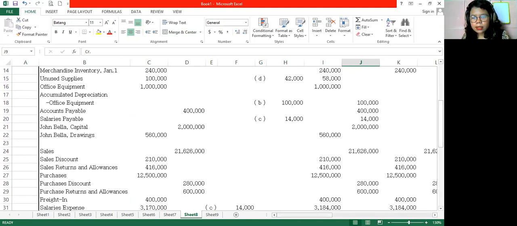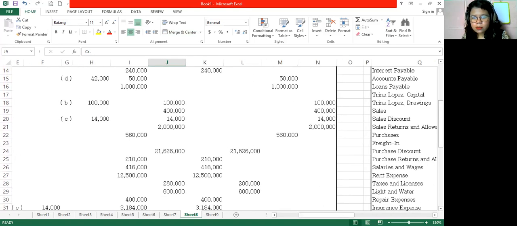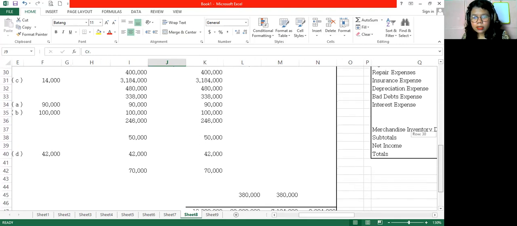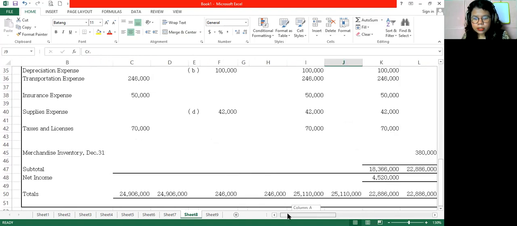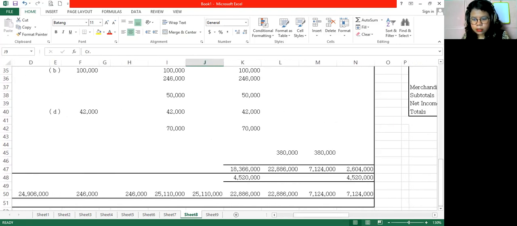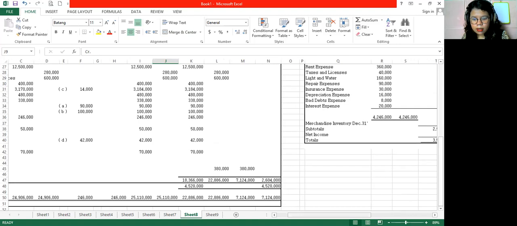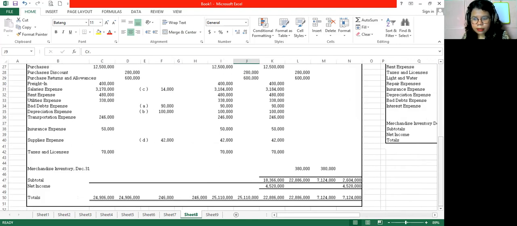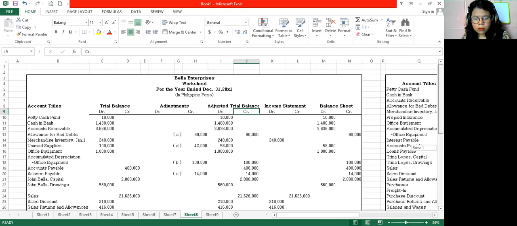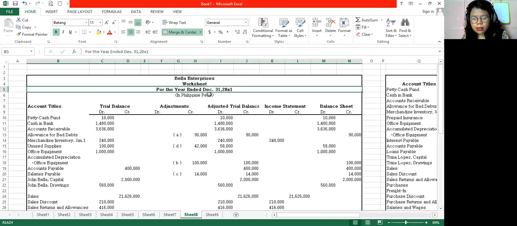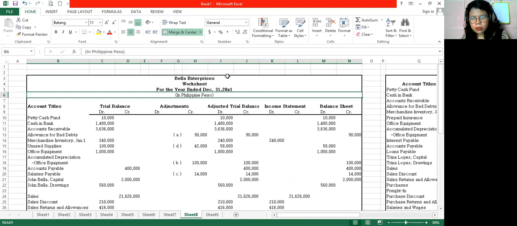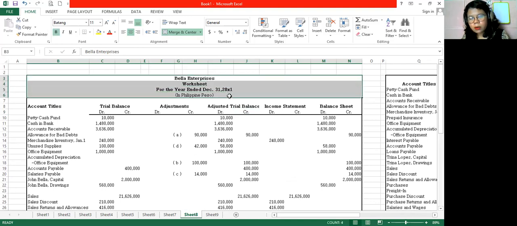So, ito po yan ha. Yan. Ito po ay tinatawag na worksheet. Okay po? Worksheet. Ito po ang ating worksheet under Bella Enterprises. Okay? So, Bella Enterprise, account name, then account title, diba? Worksheet for the year end, so yung date, and yung Philippine peso. So, ito yung ating heading. So, I hope nakakuha mo siya.